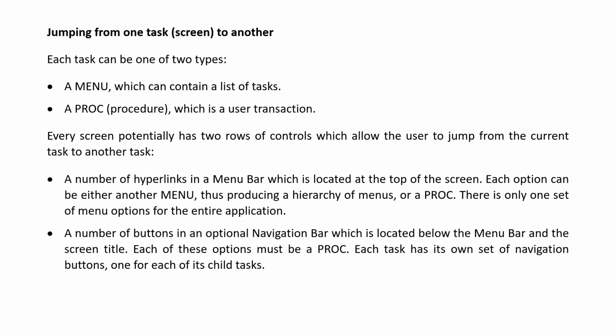There is only one set of menu options for the entire application. A number of buttons in an optional navigation bar which is located below the menu bar and the screen title. Each of these options must be a proc. Each task has its own set of navigation buttons, one for each of its child tasks.